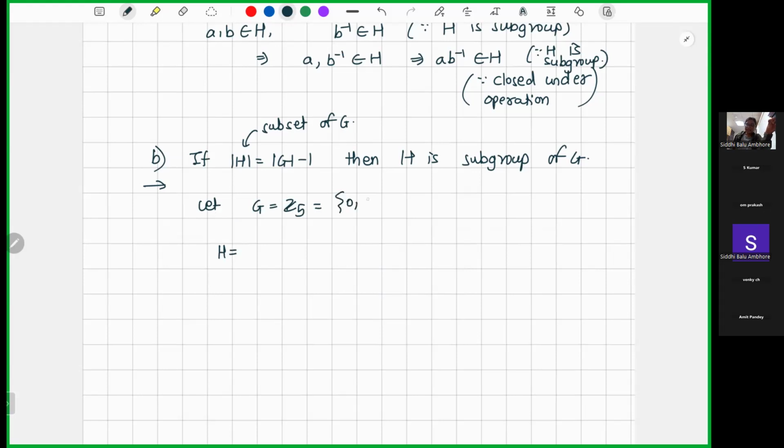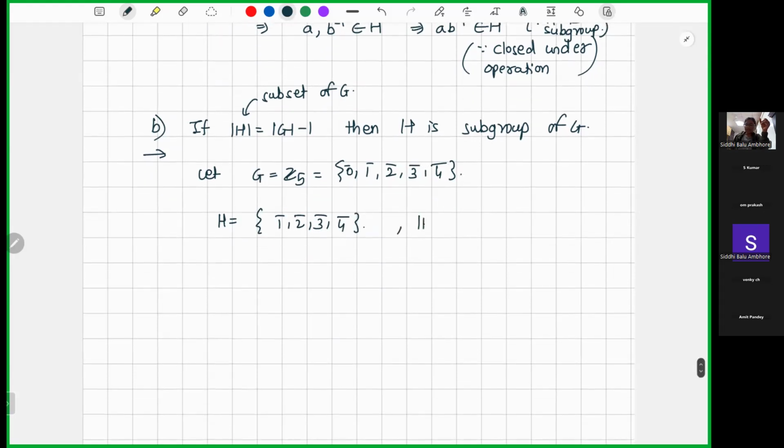So yeah, we can take a good enough subset of H. For example, if I take H to be {1, 2, 3, 4}, this has cardinality 4, right? But it is not a subgroup, because I do not have the identity here. Any subset with order |G| - 1 did not give me a subgroup of G, since 0 bar doesn't belong to H.